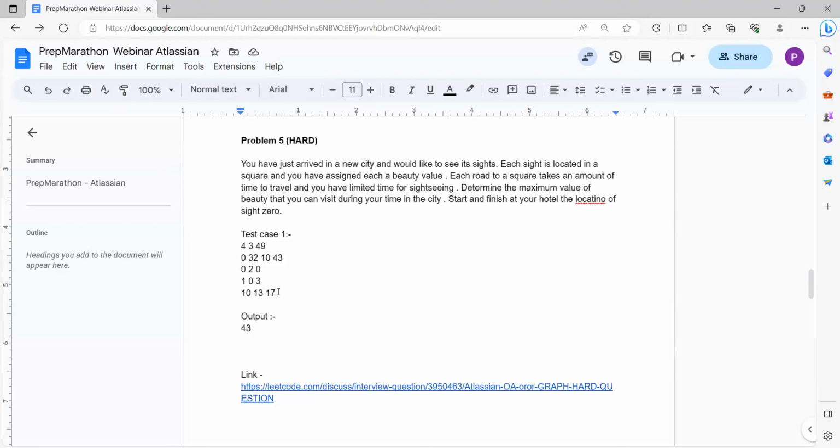So I think I missed this part. Start and finish at the hotel location. Yeah, so the input is clear. First tell me, this is a graph problem. Now try to solve this.